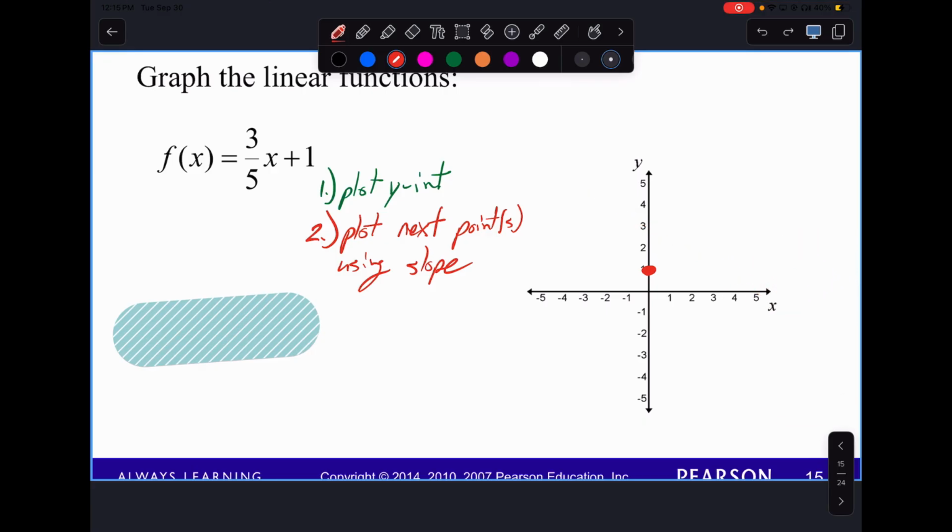So we should have a plane taking off here. So we're going to go up 3. So I'm going to use my laser pointer here. 1, 2, 3, and then over 5. 1, 2, 3, 4, 5. So that right there is where my next point is going to go. Okay, for this one, because the spread is pretty far, I'm not going to do another point. I'm just going to draw my line through my 2 points and be done.